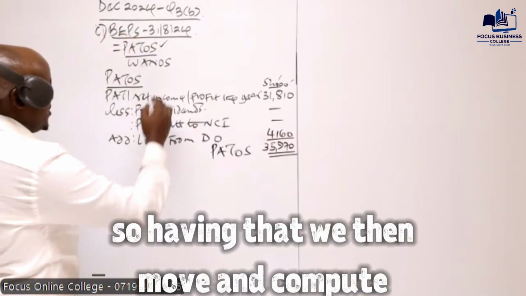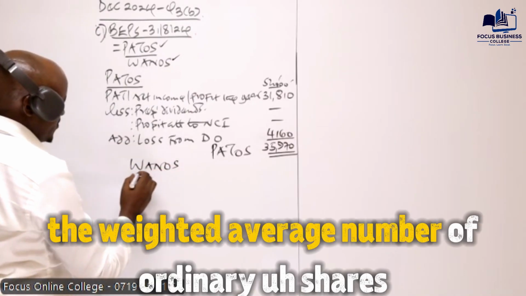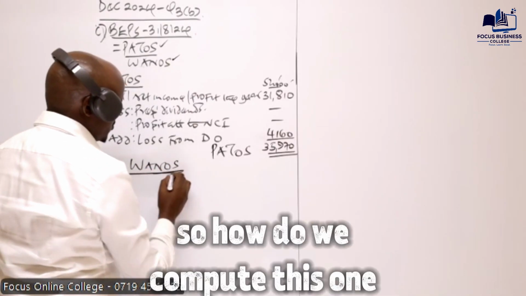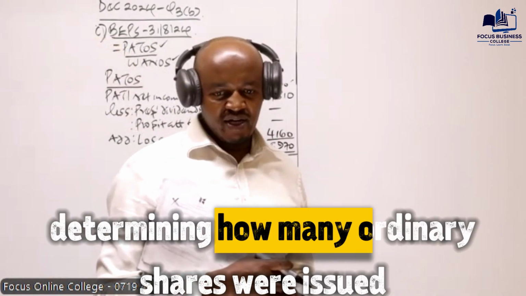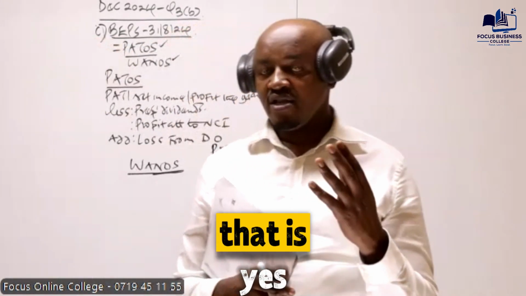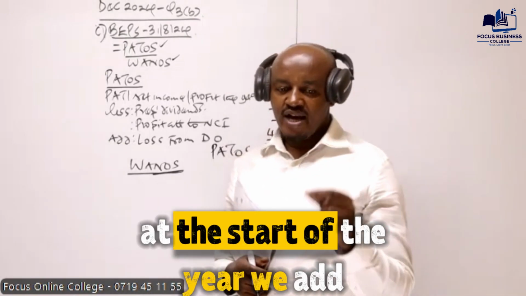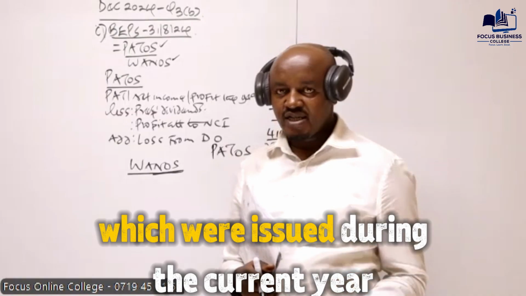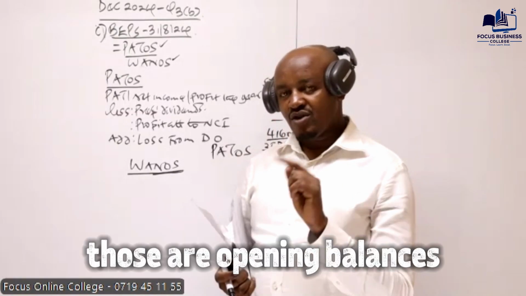So having that, we then move and compute the weighted average number of ordinary shares. So how do we compute this one? We said we compute this by first of all determining how many ordinary shares were issued and fully paid at the start of the year. We add the other shares which were issued during the current year. Remember what you have said. The information which you have below paragraph 1, those are opening balances.